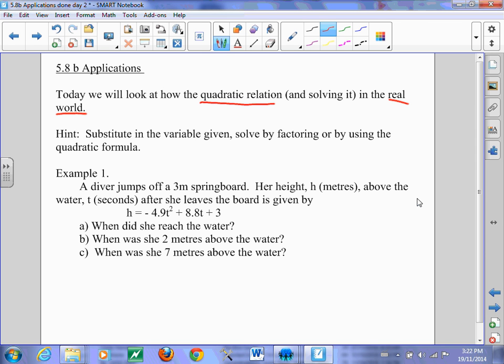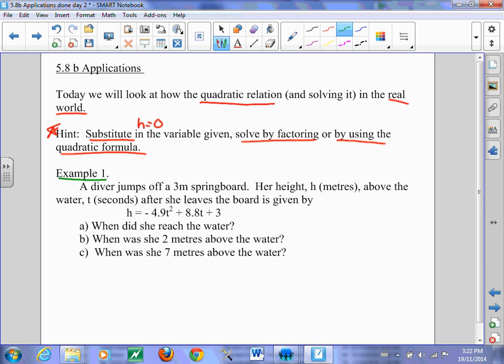So our hint, folks, is we're going to be subbing into a variable given. Sometimes we're going to let h equals 0, or t equals 0, or profit equals 0. And then we're going to solve by factoring or by using the quad formula. All right, so let's take a look, folks, at this first example.